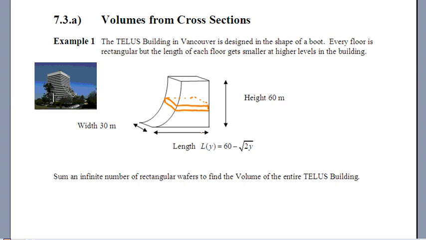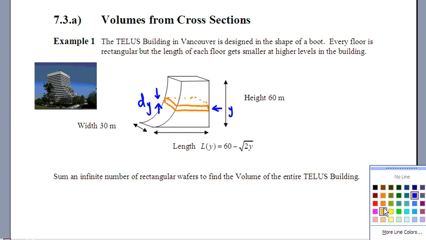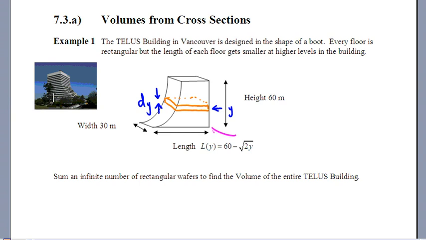I'm going to be integrating with respect to y. So I'm going to be letting y keep track of where we're at. And then the thickness of the floor will be very thin. That'll be some sort of dy, some small little change in y. At the very beginning of the day, when we start this construction project, y will be 0, and we'll know we're done when we get to the very top of the building, which we're told in the notes here is 60 meters up.